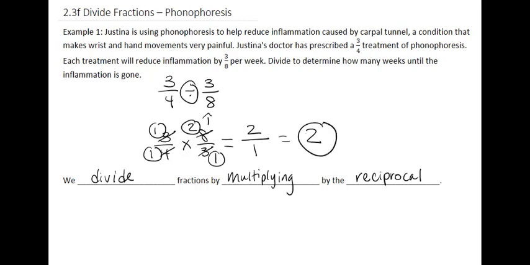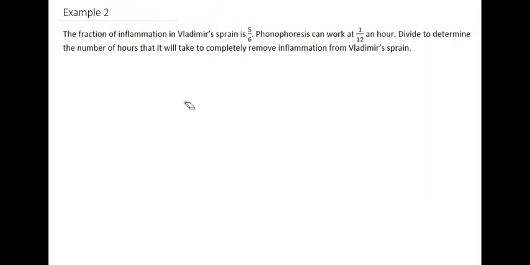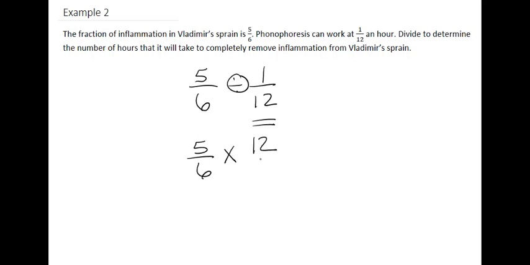Let's go ahead and look at another example. The fraction of inflammation in Vladimir's brain is 5/6. Phonophoresis can work at 1/12 an hour. Divide to determine the number of hours that it will take to completely remove inflammation from Vladimir's brain. So we have 5/6 divided by 1/12. To change this division into multiplication, we will take the reciprocal of the second number. So this becomes 5/6 times 12/1.